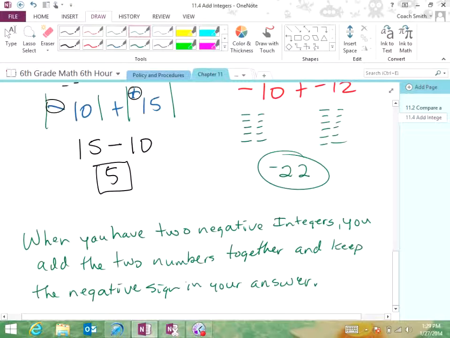Obviously when you have two positive integers, it's what you've been doing since kindergarten, first grade, whenever. 1 plus 1 is 2. So if 1 positive plus 1 positive is 2 positives, then 1 negative plus 1 positive would be what? 0. Okay, you subtract 1 minus 1.